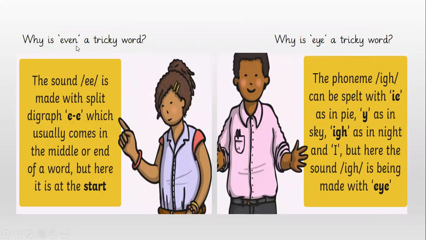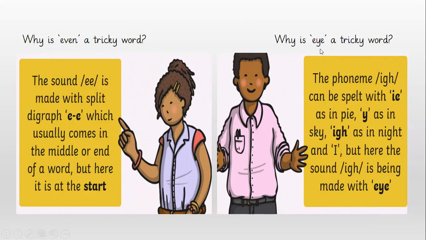Why is even a tricky word? The sound E is made with a split digraph, E, which usually comes in the middle or the end of a word. But here it is at the start, which makes it a tricky word.